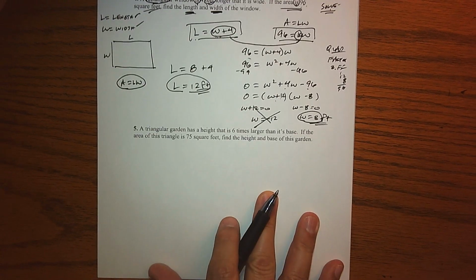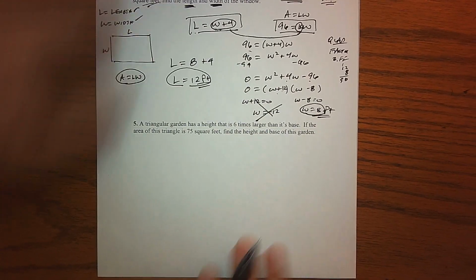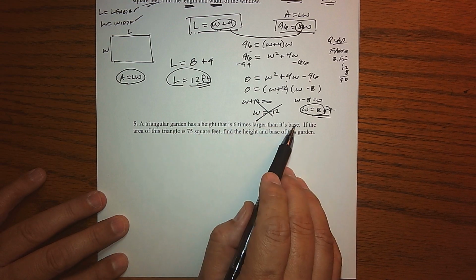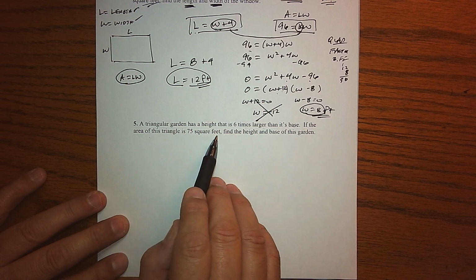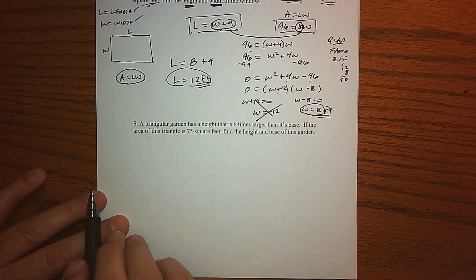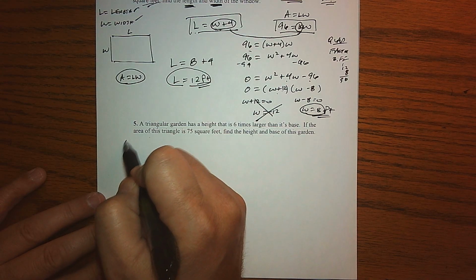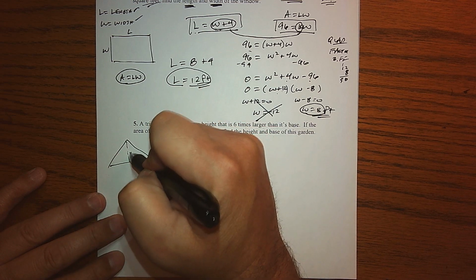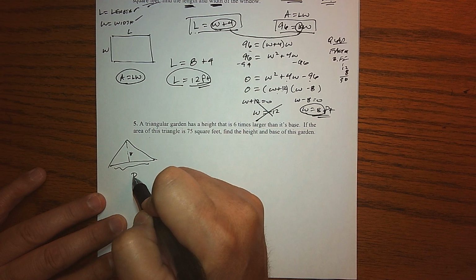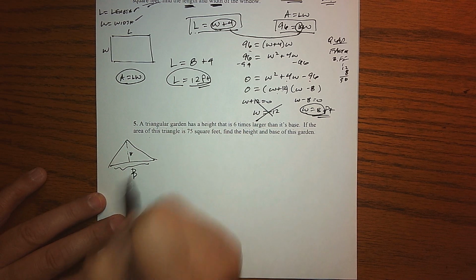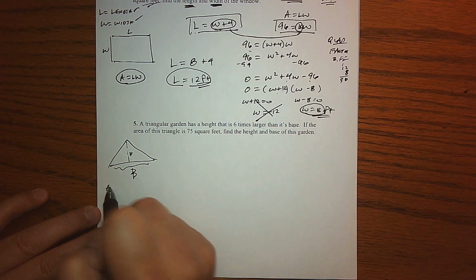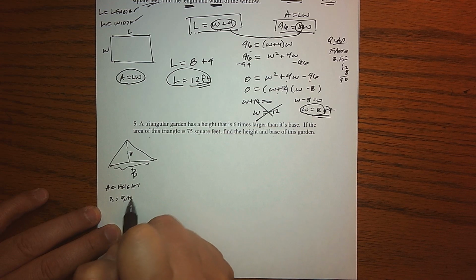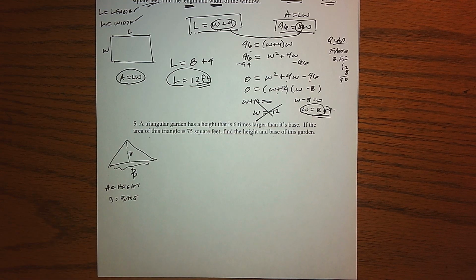In the next one, it's pretty similar. We're dealing with a triangle this time, and it has a height that is 6 times larger than its base. If the area of this triangle is 75 square feet, find the height and base of this garden. So we've got some triangular shape with some height and some base. How about we just call that B, or capital B if you would. I've labeled my unknowns there: H is the height and B is the base. So we have 2 unknowns, which means I have to find 2 equations.